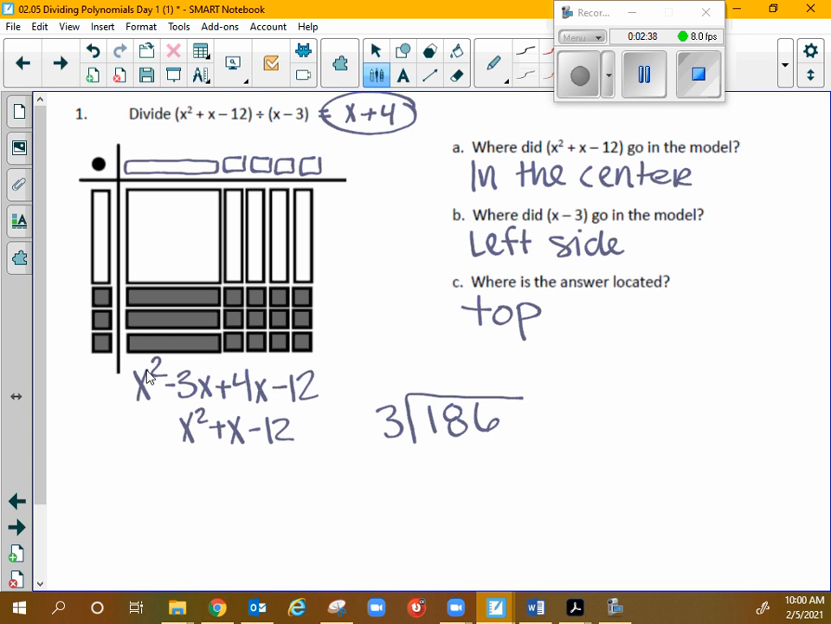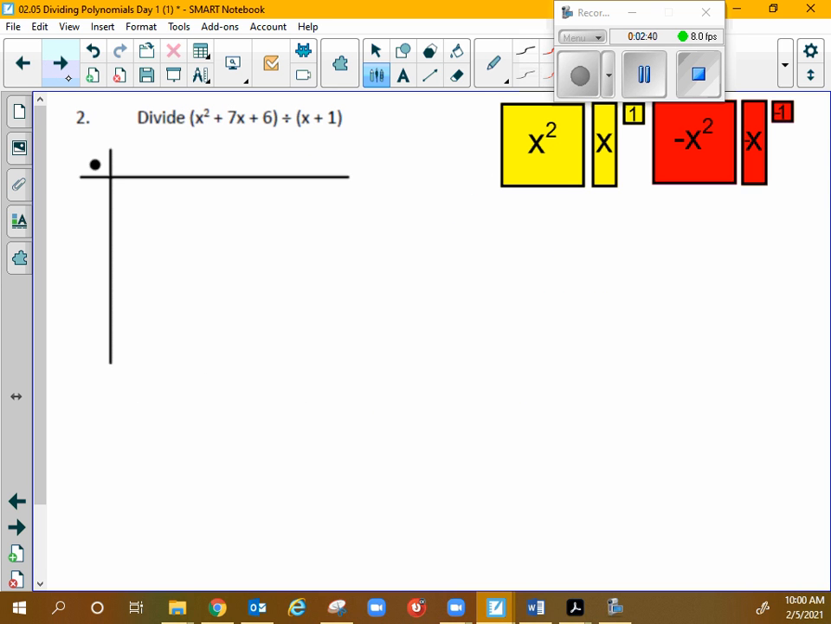Okay. So you just identified where everything belongs. Now we need to start from scratch. If you are dividing polynomials, when you start, your most important piece is your divisor. So x plus 1 in this scenario is our most important piece because it's the one doing the work. X plus 1 goes out on the left. My answer is going to be on top. And that x squared plus 7x plus 6 goes inside.